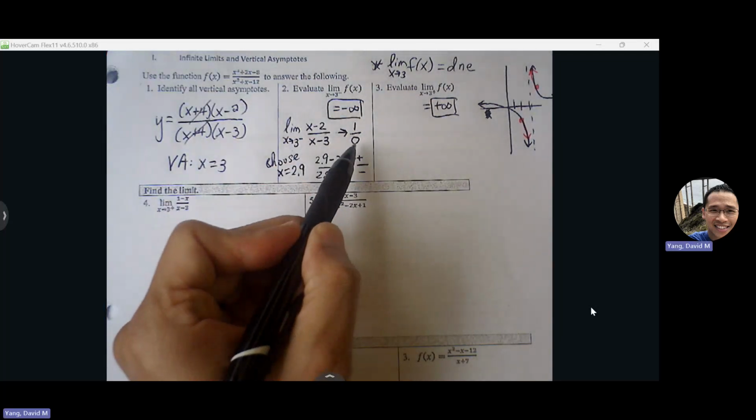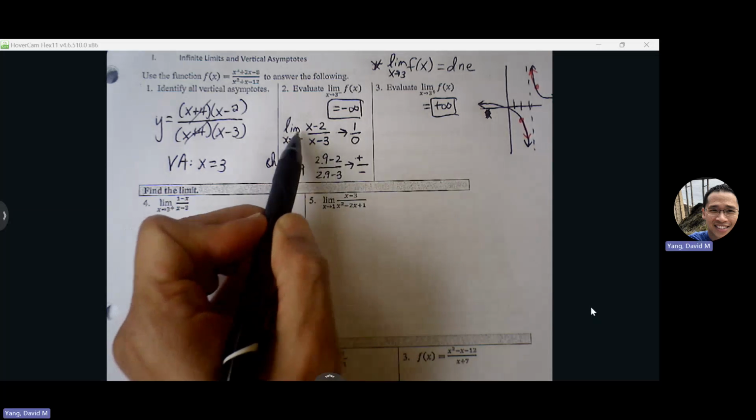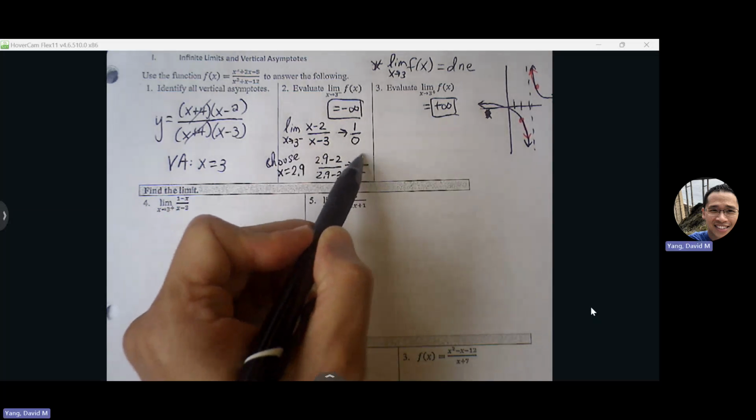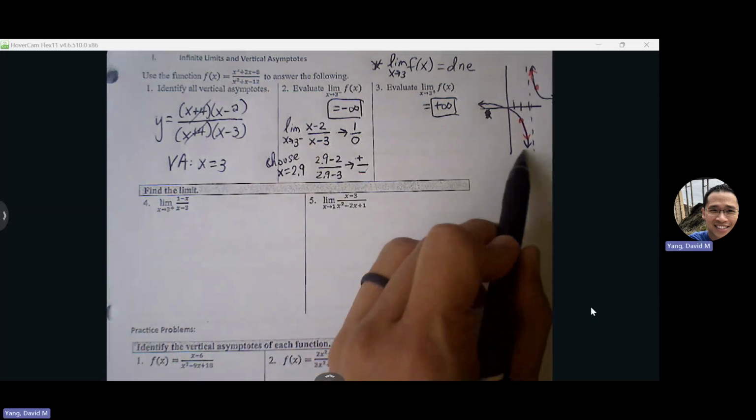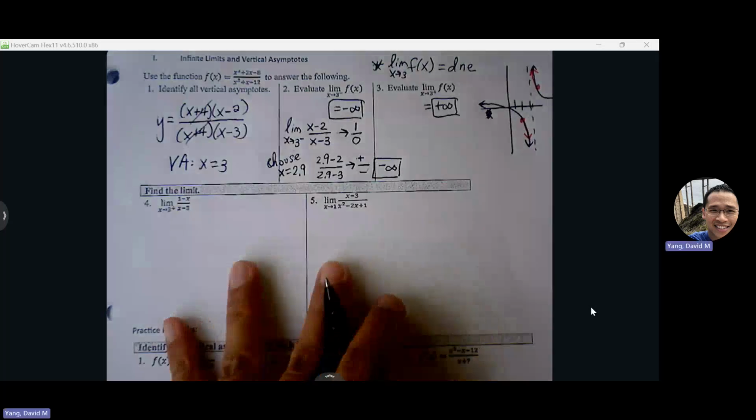So that's enough for me to know I'm headed towards an asymptote, and I'm just asking about the movement from the left side. And if I see that plus over minus, that's enough for me to know that I'm going down towards negative infinity. Okay.